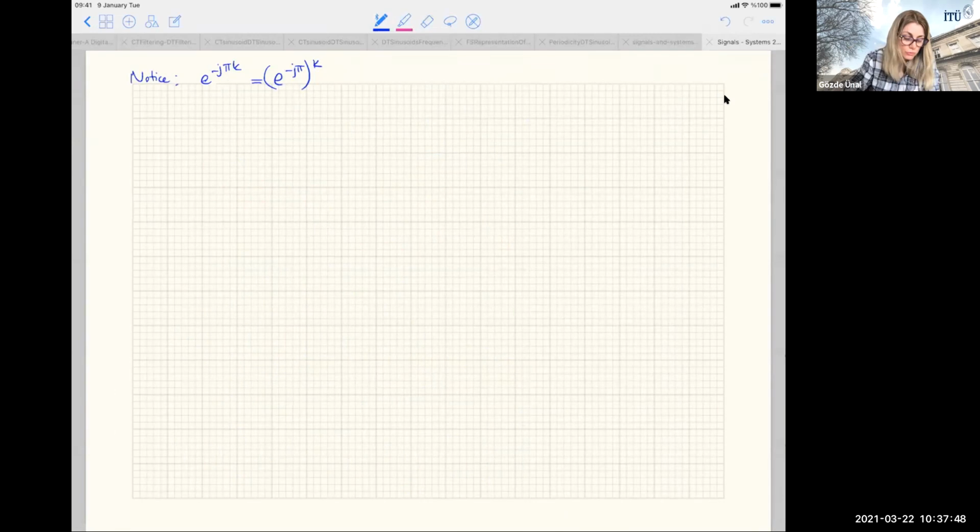Now e to the minus j pi is minus 1, right? Always think of the complex plane when you see these things. Minus pi, I go by pi to the real line on the negative side. So it's minus 1 to the k. This will bring us some distinction between the odd and even case, right? That's what we want, because this is really 1 for k even, minus 1 for k odd. Now you have to summarize these.